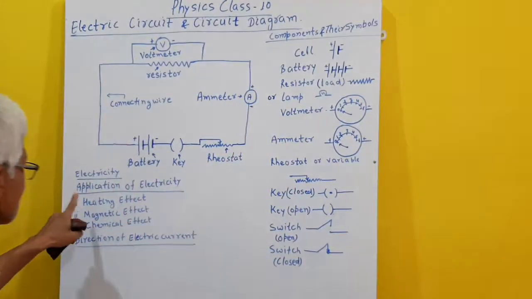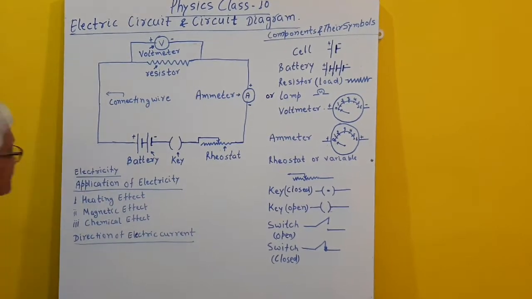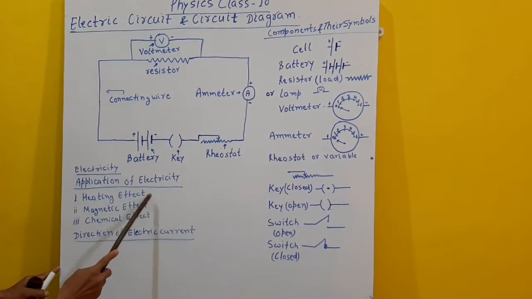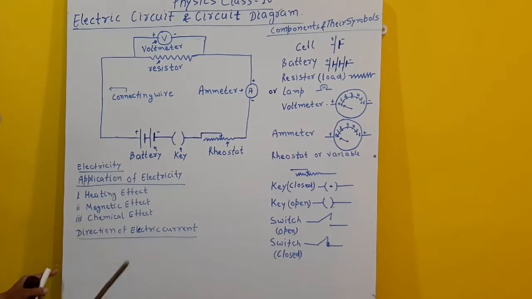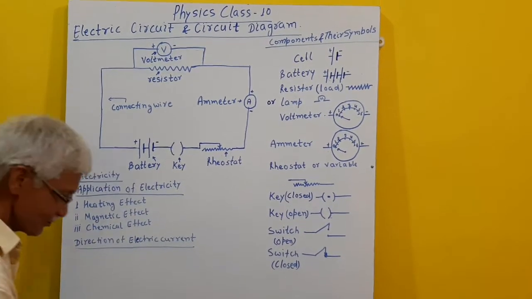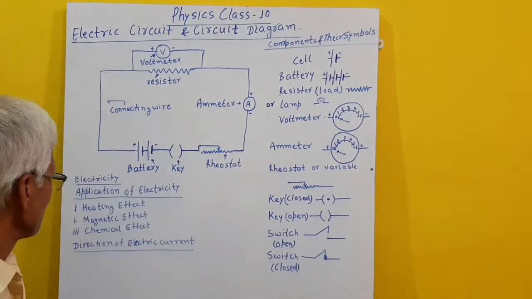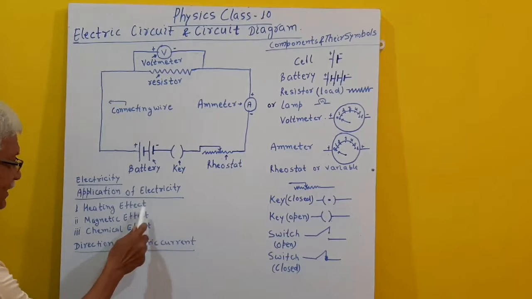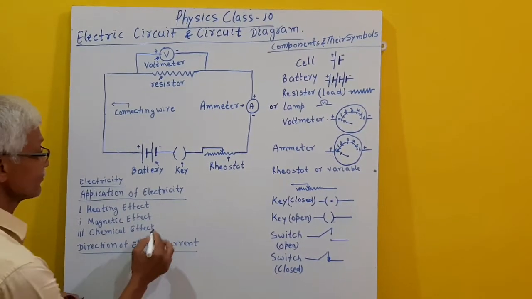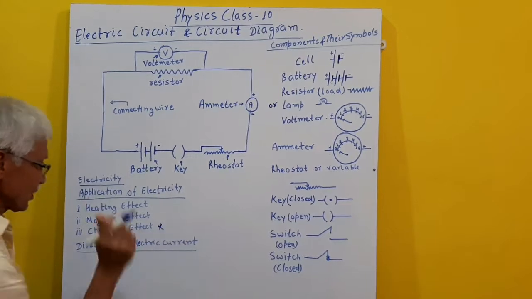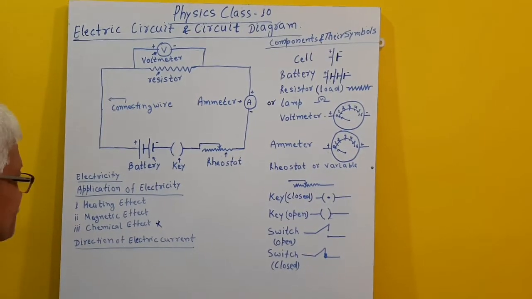These are the applications of electricity: the heating effect of electric current, the magnetic effect of electric current, and the chemical effect of electric current. These are the three most popular effects of electricity. But we have to read about the heating effect and the magnetic effect of electric current. We have already read the chemical effect of electric current in the lower classes.